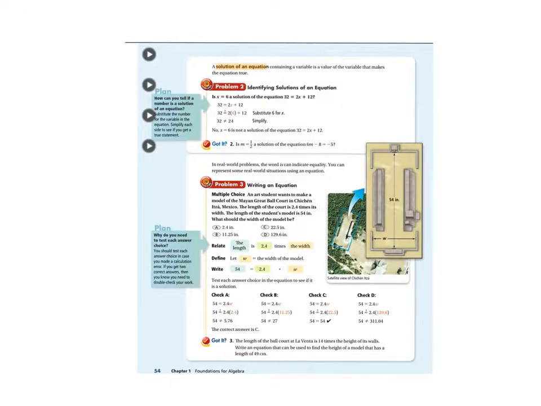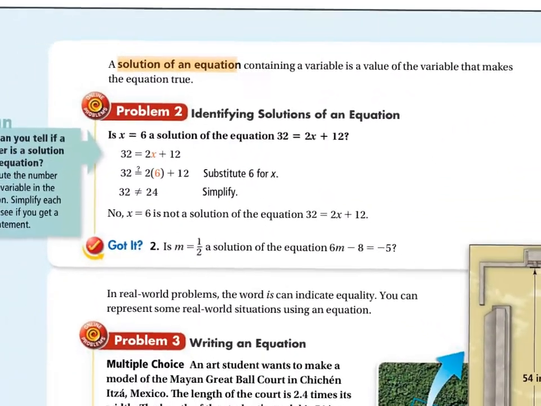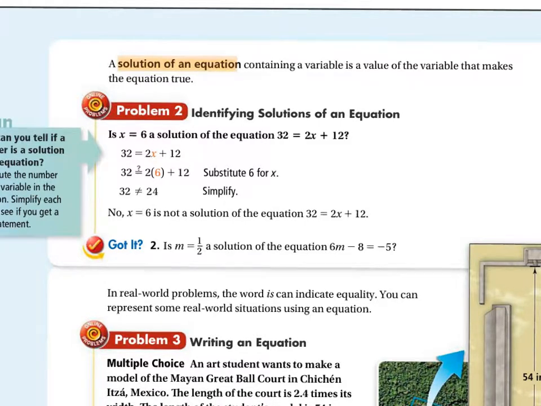Look on page 54. The top of the page talks about a solution of an equation. A solution of an equation is a value of the variable that makes the equation true. So when we solve an equation, we are finding the solution.